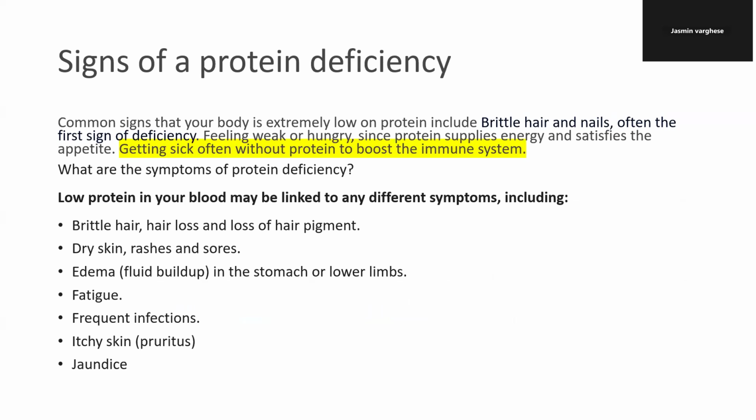The major protein deficiency signs are brittle hair, hair loss, and loss of hair pigment. Then dry skin, rashes and sores. And edema, like swelling in the stomach and especially in the lower limbs. Then fatigue. Then frequent infections; every time you will get fever. Then itchy skin like pruritus, and jaundice. So these are all the signs of protein deficiency, the major signs.